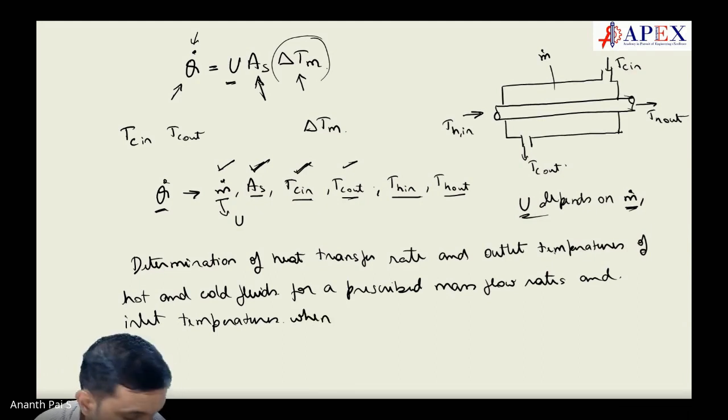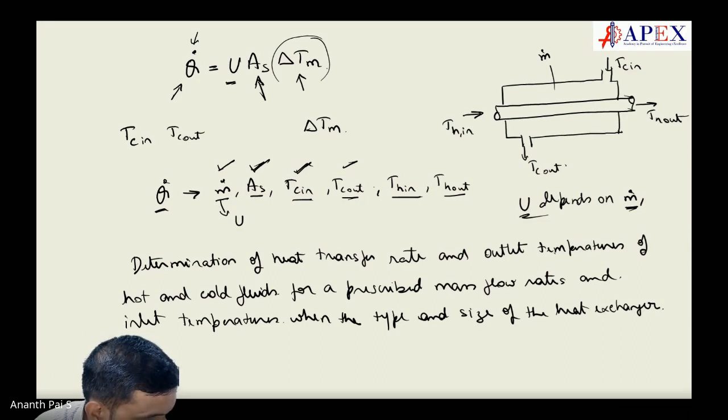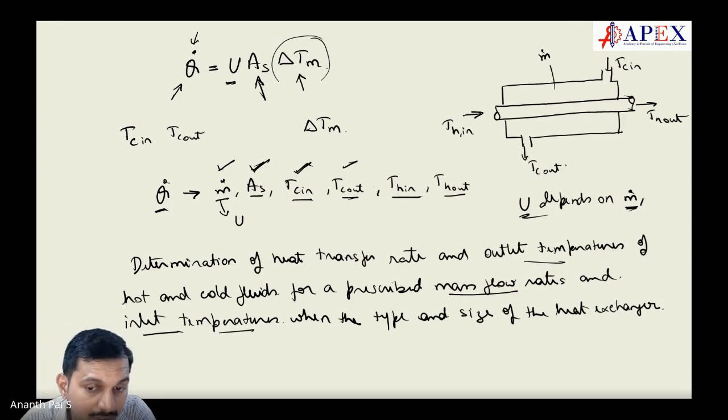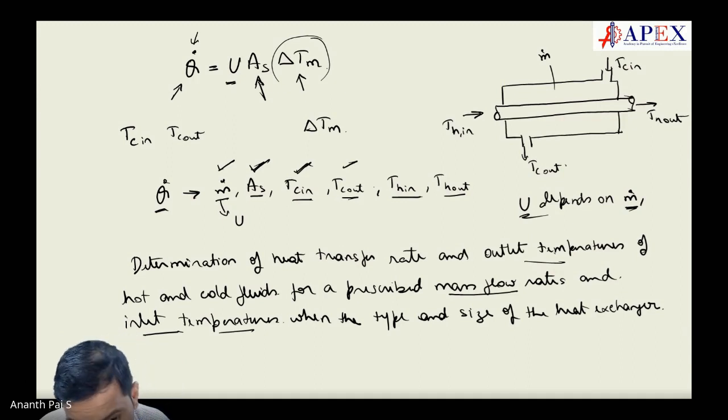when the type and size of the heat exchanger are specified. So when this is prescribed, mass flow rate, inlet temperatures, determination of heat transfer rate and outlet temperatures for hot and cold fluid, for prescribed mass flow rates and inlet temperatures, when the type and size of the heat exchanger are specified, is not easy. Why? Okay.